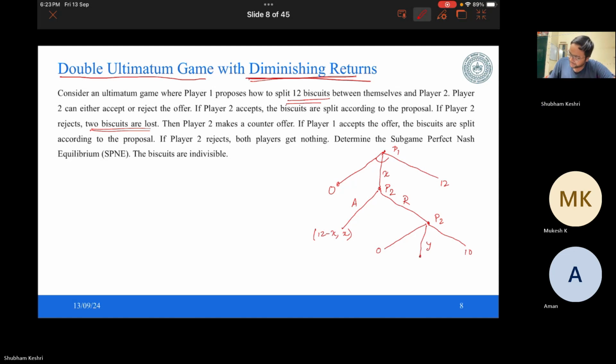Now, player 1 will either accept the offer or reject the offer. If he accepts the offer, he will get a utility of Y and player 2 will get a utility of 10 minus Y. If he rejects the offer, both will get a utility of 0, 0. Now, take the idea I discussed in the previous problem and solve for X and Y. What is the value of X and Y? Just try and then we'll discuss.